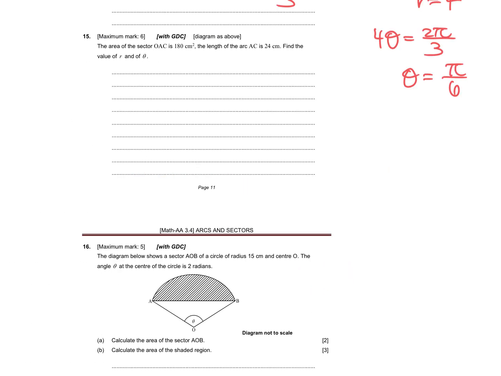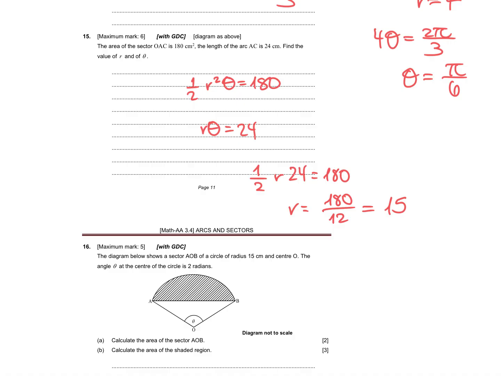So we've got the area of the sector is that. So 1/2 R squared theta is 180. And then R theta is 24. Same deal here. 1/2 R times theta equals 180. So 12. 180 over 12. And that goes in 5 times, which makes theta 24 over 15, and 8 over 5.